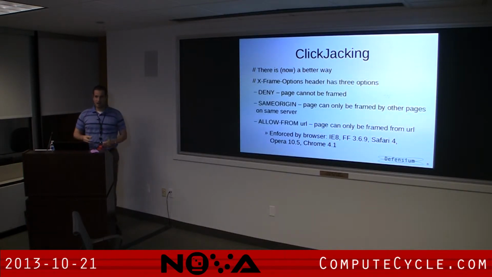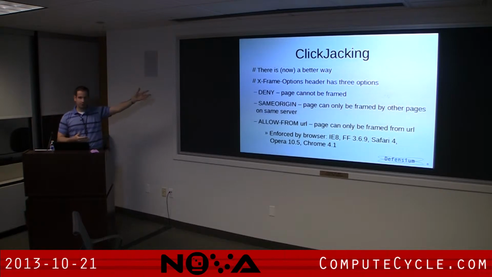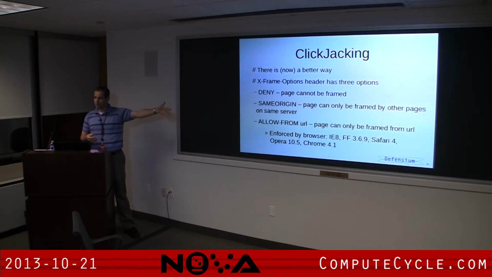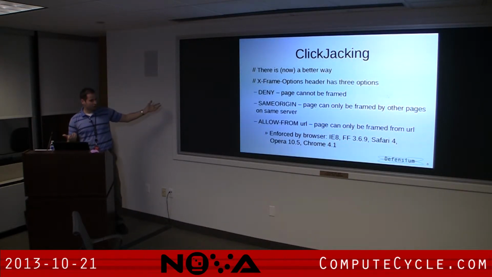The X-Frame-Options header. This is an optional HTTP header. It's set by the server, and the server basically can specify what can frame a particular page. There are 3 options that you can set with the X-Frame-Options header. Deny: the page can't be framed at all. Same origin: the page can only be framed by other pages on the same domain. Or allow from URL: you specify basically a whitelist of what pages are allowed to frame your page. The control itself is enforced by the browser. Listed down here are the newest versions of each of the major browsers that actually enforce this control. At this point, this is just about everything.